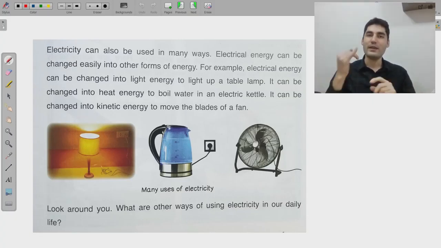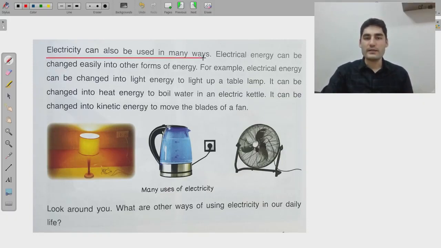We have the air conditioner. We have the fridge, right? Air conditioner, fridge. What else? TV, right? Microwave, oven. These all use electricity. So electricity can also be used in many ways.